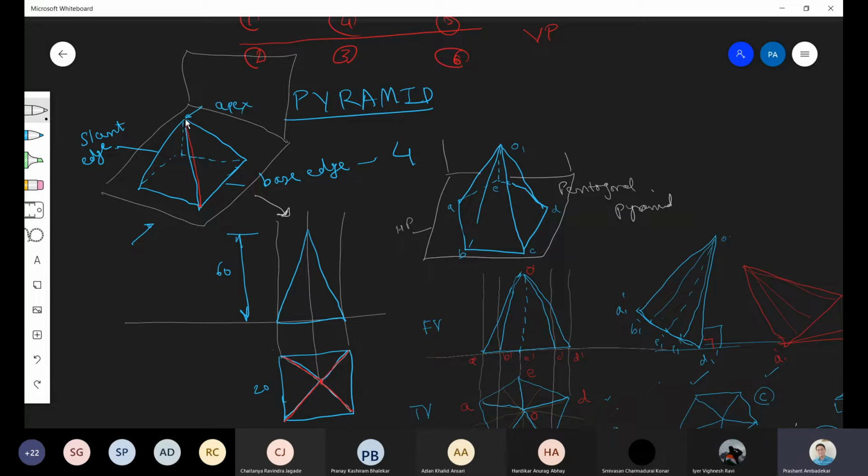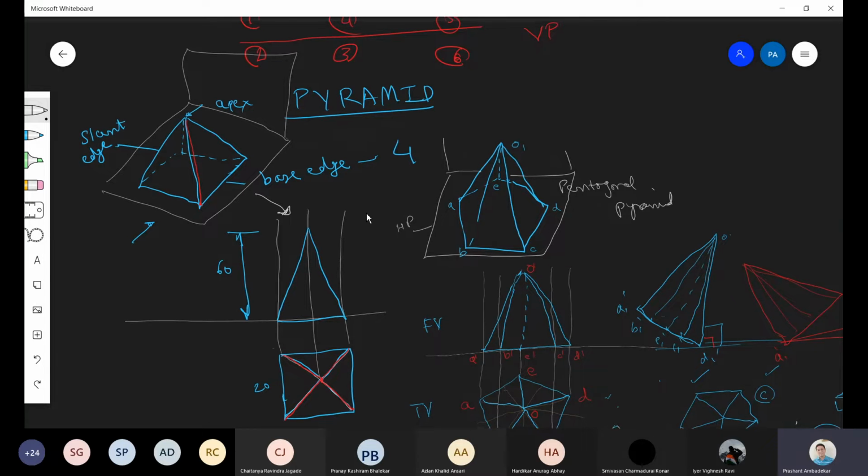From each corner you can see a line joining the apex. This line which is joining the corner to the apex is called a slant edge. If it is a square pyramid, then it will have 4 slant edges. If it is a pentagonal pyramid like this, then it will have 5 slant edges. If it is a cone, then it will not have any slant edge. Cone and cylinder are totally different topics, so I will take them afterwards. We'll restrict it to triangle, square, pentagon, and hexagon only right now. So this is base edge and this is slant edge.